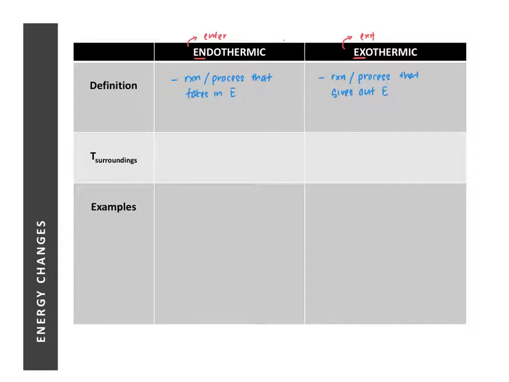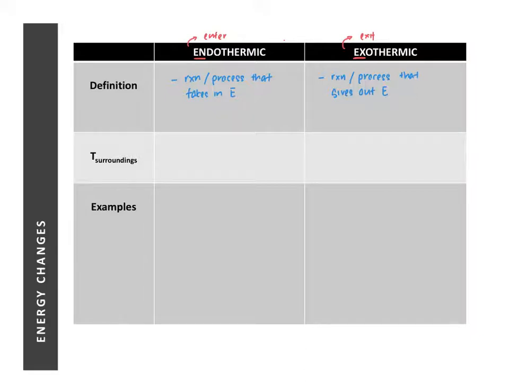Now that we have learned the definition, the next important thing is to know how these reactions affect the temperature of the surroundings. In real life, we can only measure the temperature of the surroundings. When we use a thermometer to measure something, essentially we are measuring the temperature of the surroundings. There's no way in which we can measure the temperature of the atoms or the ions that are undergoing reaction. So we can only measure the temperature of the surroundings.